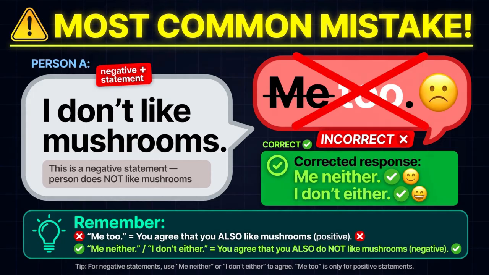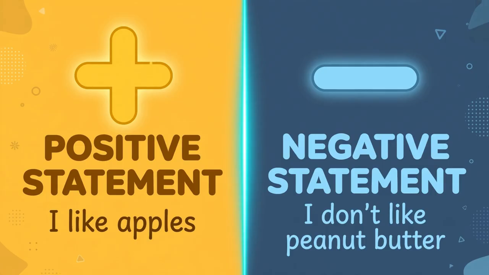Think of it like this. To and so are the positive twins. Neither and either are the negative twins. Never mix the positive twins with a negative statement. That's how mistakes happen.